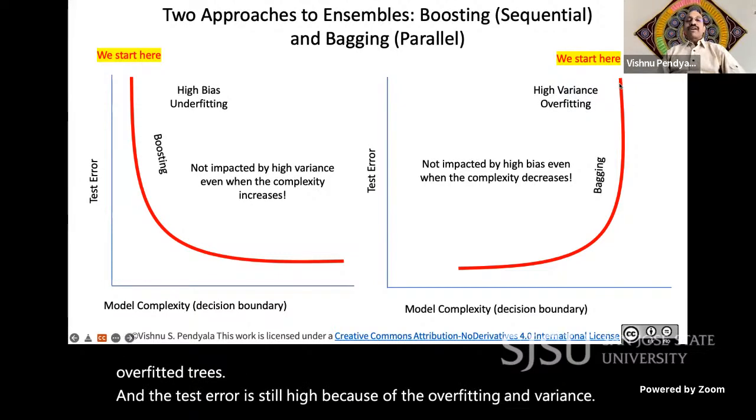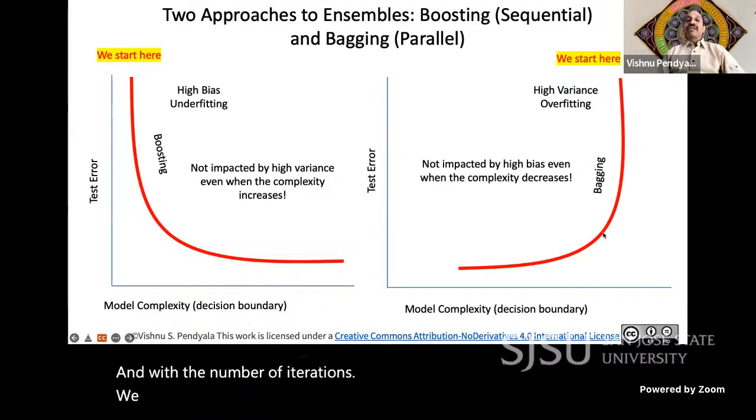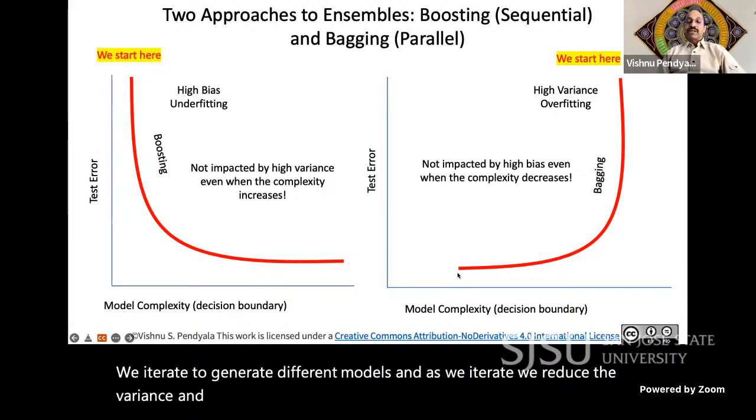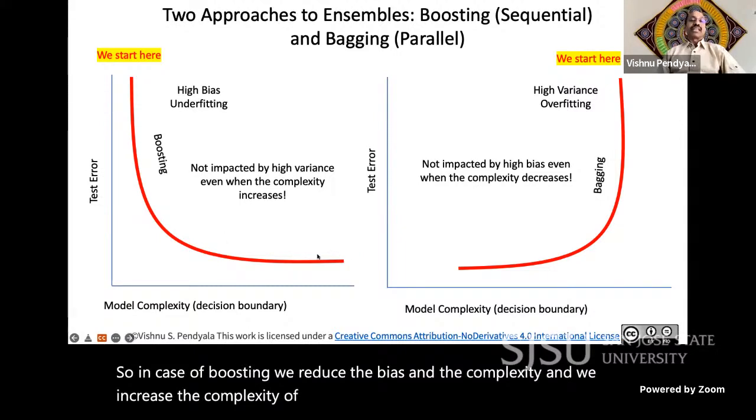And with the number of iterations, we iterate to generate different models. And as we iterate, we reduce the variance and the complexity of the decision boundary as well. So in the case of boosting, we reduce the bias, and we increase the complexity of the decision boundary, right?